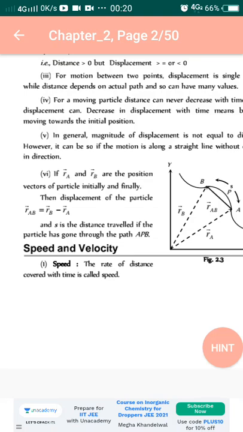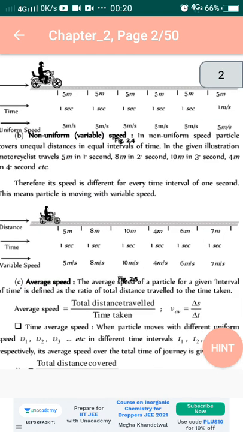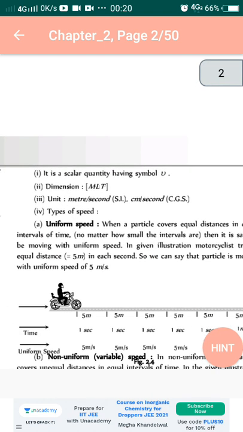Speed and velocity. Speed. The rate of distance covered with time is called speed. First, it is a scalar quantity, with the symbol shown in this video. Second, dimension M0 L1 T-1, unit meter per second, which is the SI unit. Centimeter per second is the CGS unit.